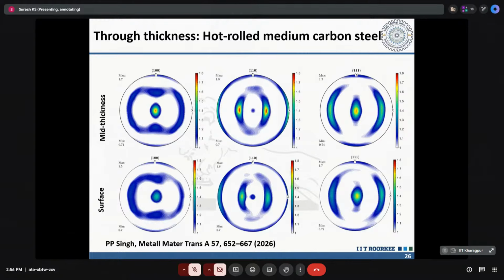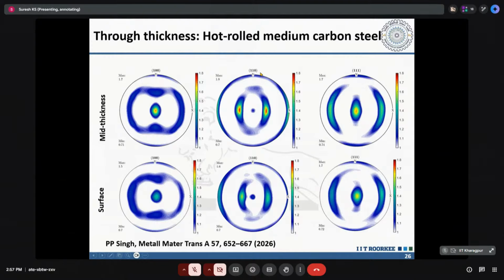However, quantitatively at the mid thickness regions, certain orientations have a much higher preference to occur than at the surface region. Now what are all these? If you remember from my initial slides, when I say I have a 100 pole figure, and there is a strong point at the center, that would indicate that you have correspondingly few grains which have their 100 plane being parallel to the rolling plane.